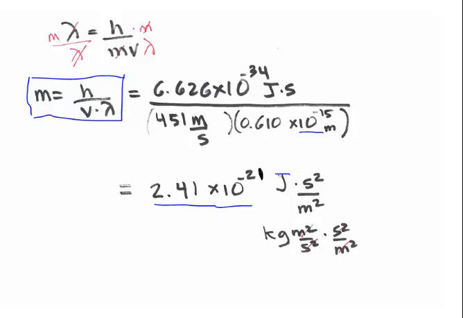So what we're going to have to remember is that a joule can be expressed as kilogram times meter squared per second squared. So when I express my joule in terms of kilograms and meter squared per second squared, I can see that meter squared cancels out and second squared cancels out. And the unit that I'm left with is kilograms, which is the mass unit that I'm looking for.